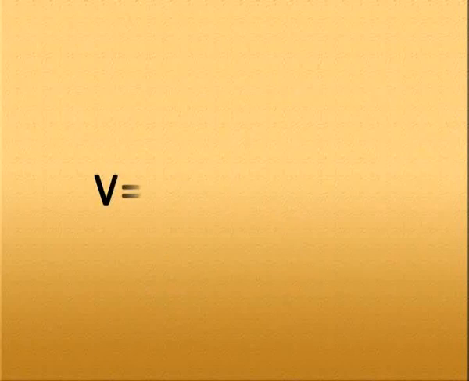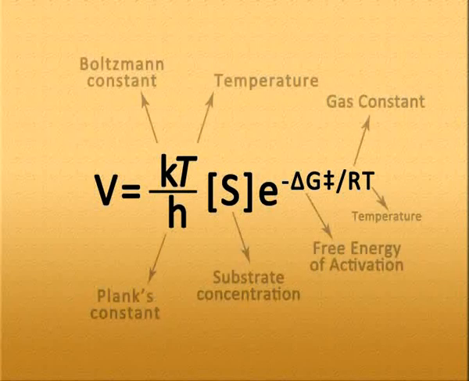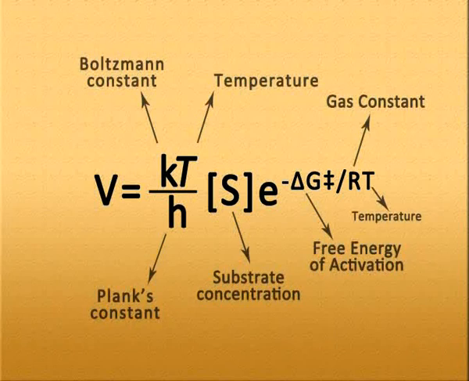This equation can also be written as V is equal to kT divided by h into substrate concentration, exponential of minus delta G divided by RT, where k indicates Boltzmann's constant, h indicates Planck's constant, T temperature, S substrate concentration, and delta G indicates the free energy of activation, and RT, where R indicates the gas constant and T the temperature. As you will see in this equation, there is a negative exponential relationship between rate of a reaction and its activation energy.